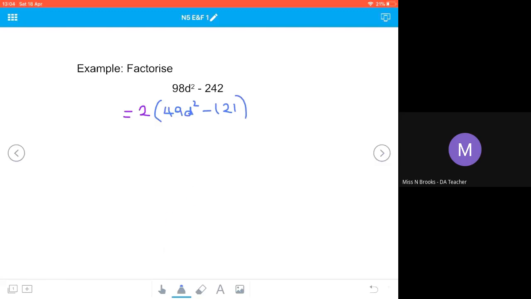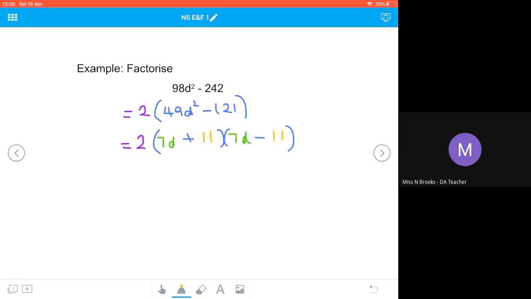So we have a second line of our working out, which is going to be 2. We're going to have two brackets for our difference of two squares. One's going to be positive, one's going to be negative. And then we're going to have to do our square rooting. So the square root of 49 is 7. And the square root of d squared is d. And the square root of 121 is 11. And so that's our second term. So 98d squared minus 242 is 2(7d plus 11)(7d minus 11).